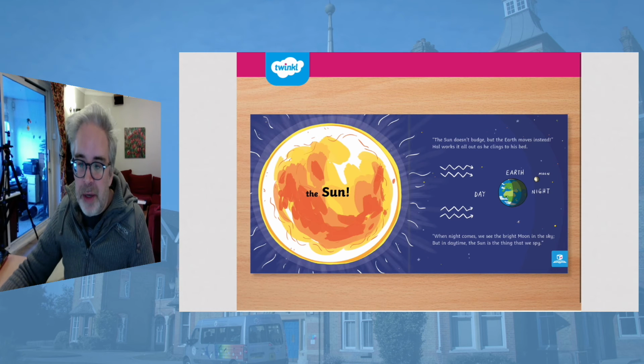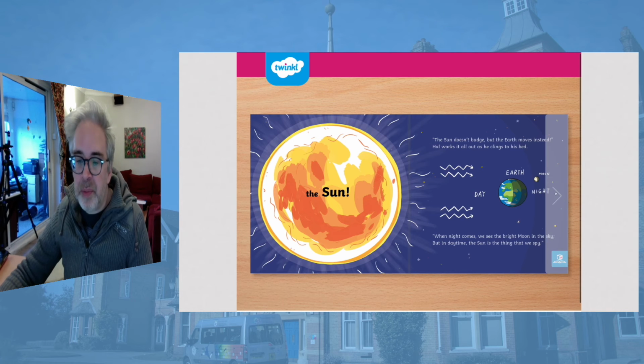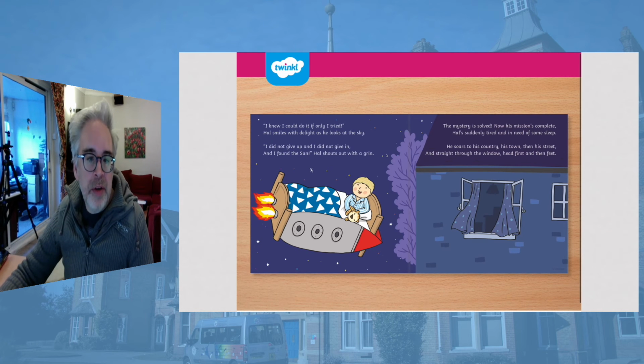The sun, day, Earth, night, moon. When night comes, we see the bright moon in the sky, but in daytime the sun is a thing that we spy. I knew I could do it if only I tried. Hal smiles with delight as he looks at the sky. I did not give up and I did not give in, and I found the sun, Hal shouts with a grin. The mystery is solved. Now his mission's complete.